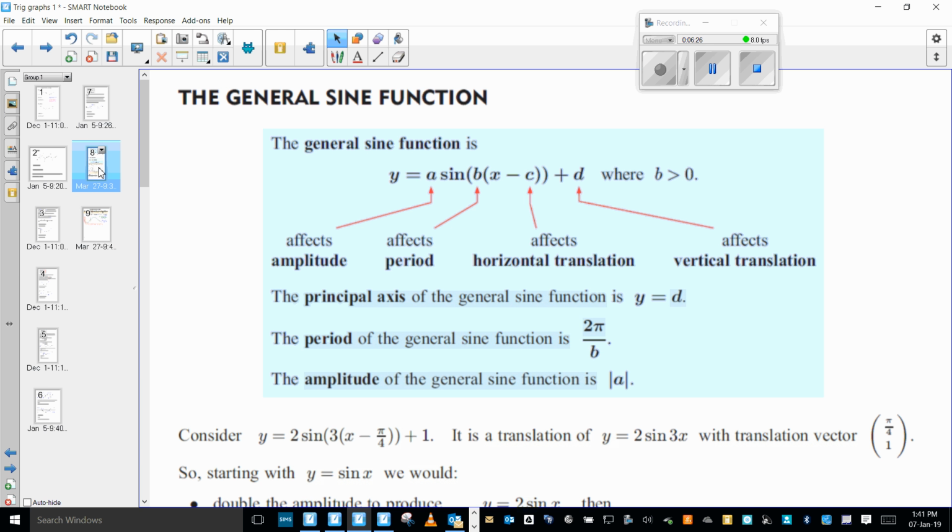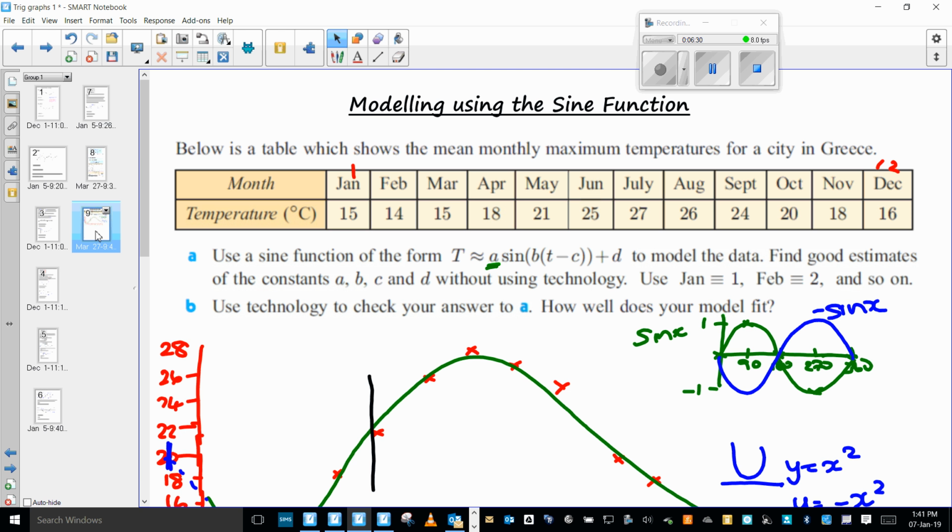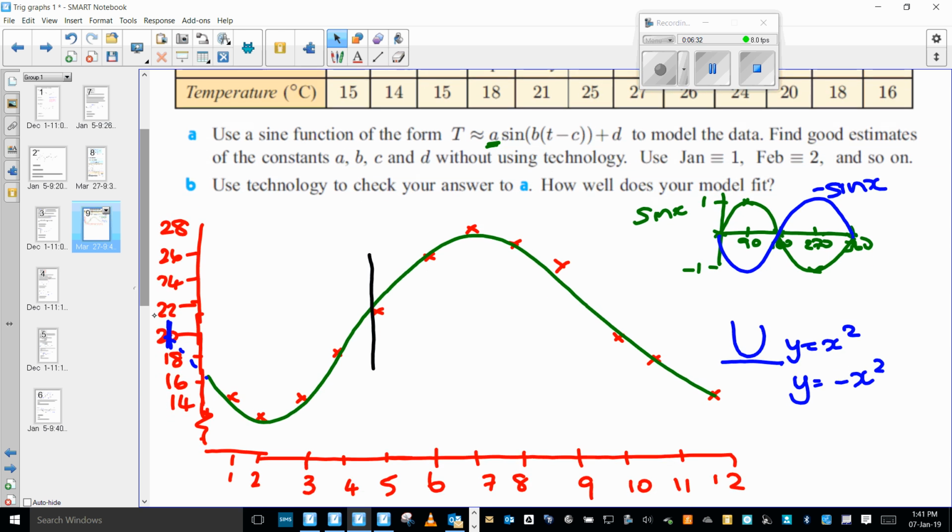How do we find the amplitude of a graph? Do you remember? It's from the top of the crest to the halfway. So here's the very top, and here's the very bottom. The amplitude would actually be half of that distance. Do you remember that?